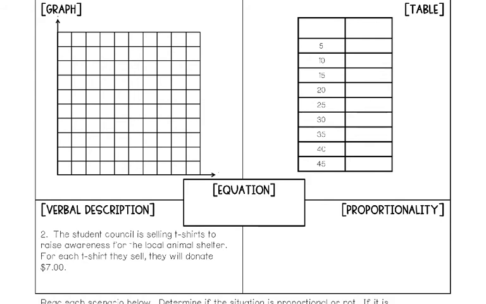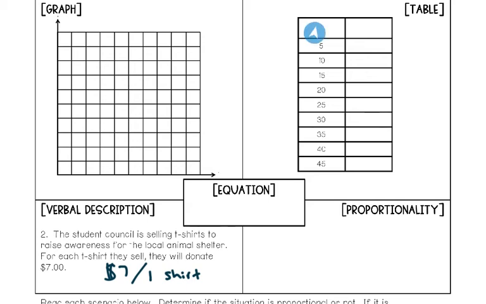It says, the Student Council is selling t-shirts to raise awareness for the local animal shelter. For each t-shirt they sell, they will donate $7. So that is our unit rate, or our constant of proportionality. For each t-shirt, they'll donate $7. So it's $7 per one t-shirt, and I can write that as a fraction or a ratio, $7 per one t-shirt. So let's go ahead and start with the table. I like to start with the table.